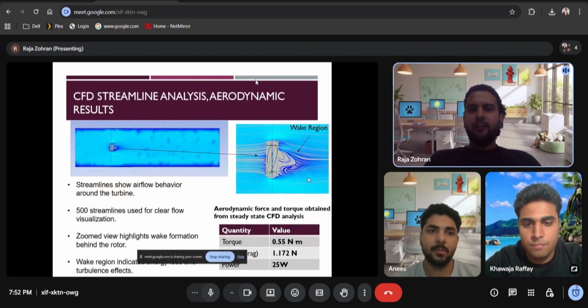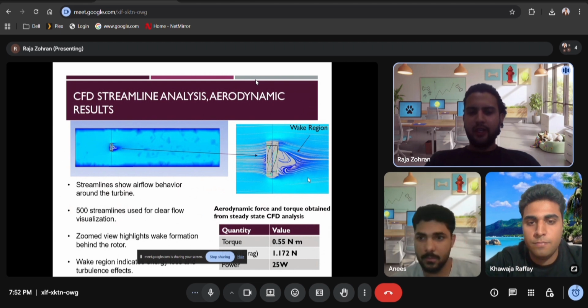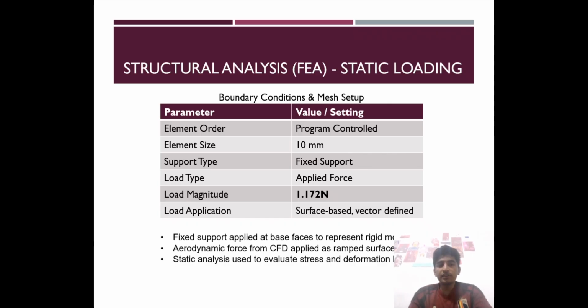And these are our CFD streamline analysis aerodynamic results. Streamlines show airflow behavior around the turbine. 500 streamlines were used for clear flow visualization. The zoomed view highlights wake formation behind the rotor. The weak region indicates energy loss and turbulence effect. Our torque comes out to be 0.55 Newton meter, drag about 1.172 Newton, and the power was about 25 watts.